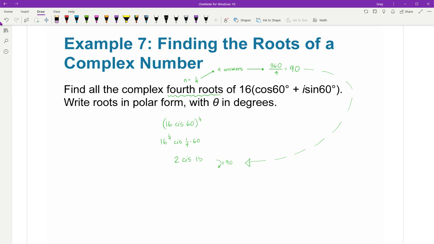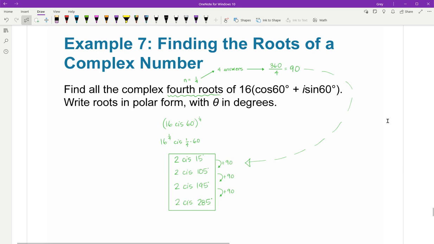All right, so when I add 90 to the 15, I'm going to get 2 cis 105. And then I add 90 again, and I get 2 cis 195. And add 90 again, and I'm going to get 2 cis 285. And those are all 4 of my answers.